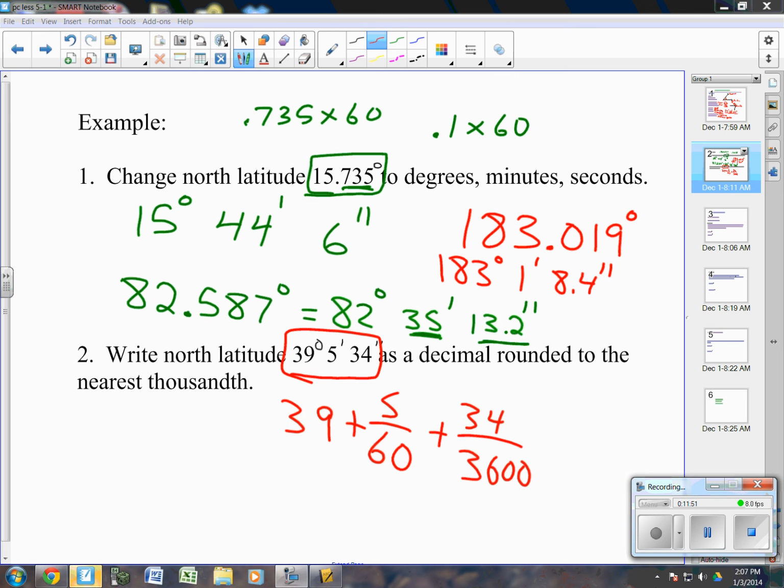Everybody type that in. 39 plus 5 over 60 plus 34 over 3,600. And that should give you your decimal degrees, which is 39 point what? 39.093. Yeah, round these to 3 decimal places. Okay.